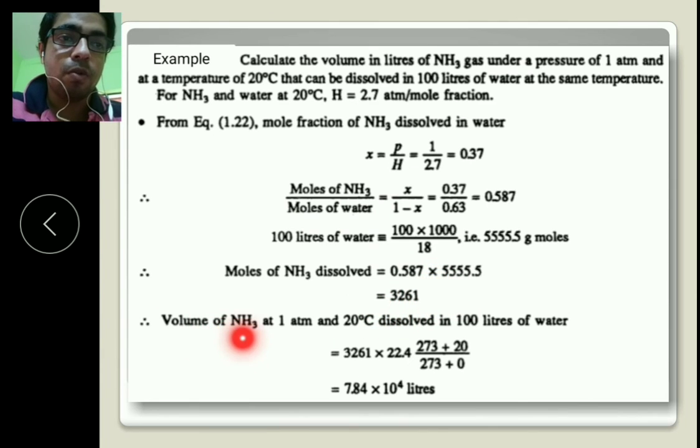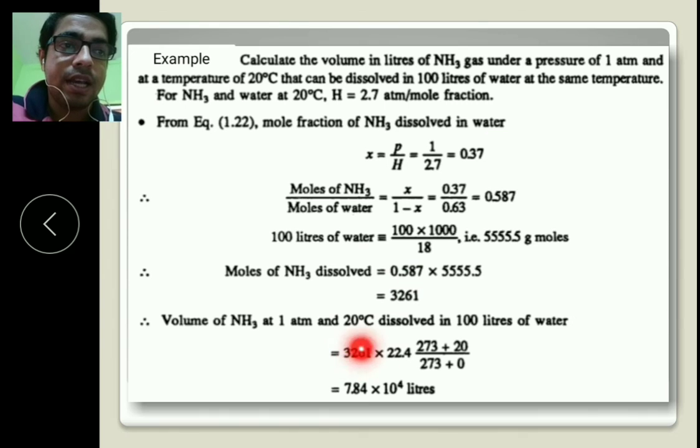So the volume of ammonia at 1 atmosphere and 0 degrees centigrade in 100 liters of water equals the number of moles times 22.4, since each mole occupies 22.4 liters at 0 degrees centigrade. Now the temperature is 20 degrees centigrade, so we multiply by (273 + 20)/(273 + 0). As the temperature increases, the volume increases. So this is for today, we will see you in the next class.